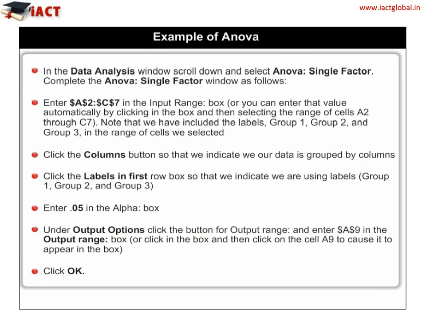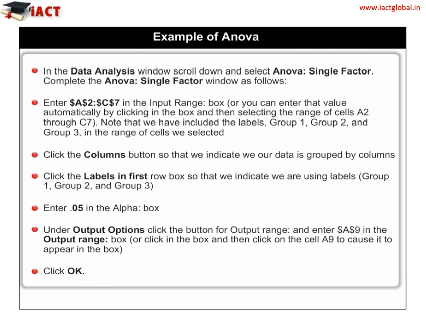Example of ANOVA. In the Data Analysis window, scroll down and select ANOVA: Single Factor. Complete the ANOVA: Single Factor window as follows. Enter $A$2:$C$7 in the input range box. Note that we have included the labels Group 1, Group 2, and Group 3 in the range of cells we selected.